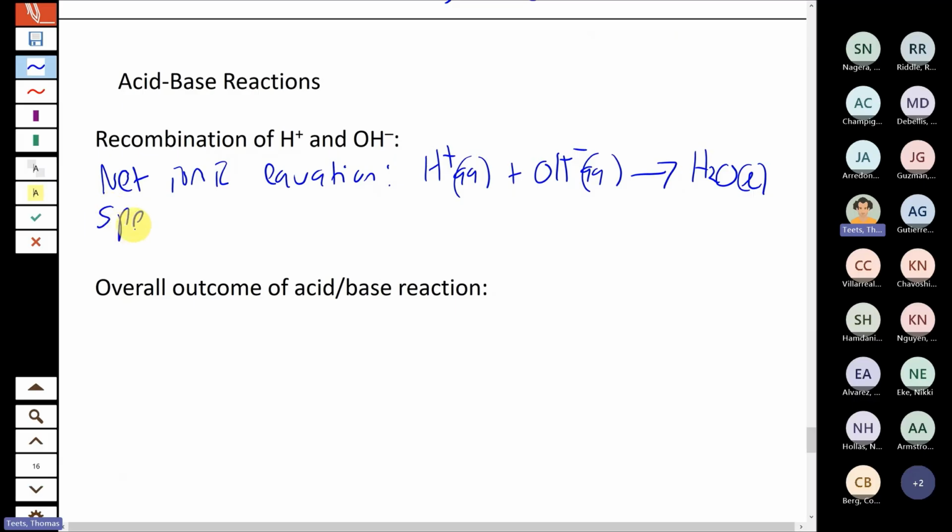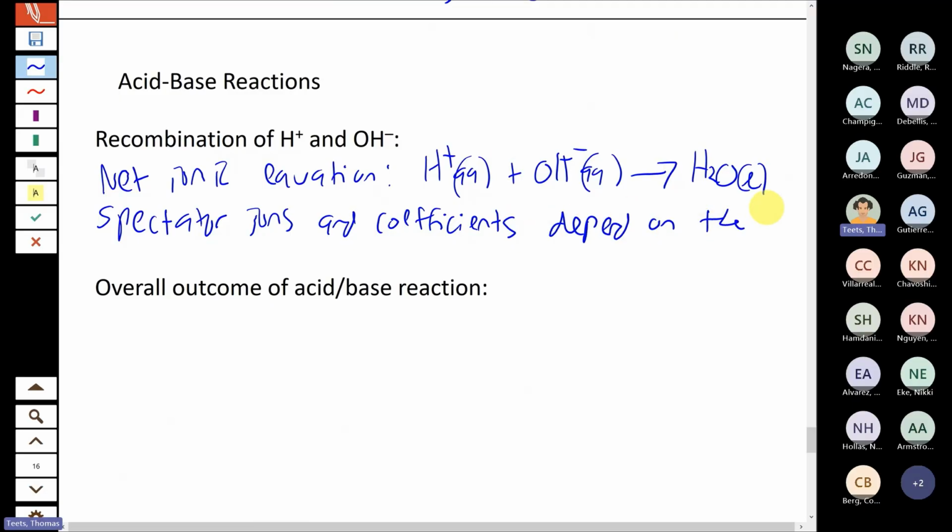So there's always going to be spectator ions present because the acid had some anion associated with it and the base had some cation associated with it. So there will typically be spectator ions that you have to include if you're going to balance the full equation. And then the coefficients as well are going to depend on the formulas of the acids and the bases that we're using. But that process, the combination of H+ and OH- to make water, happens in every acid-base reaction, at least the types of acid-base reactions we'll talk about in this course.